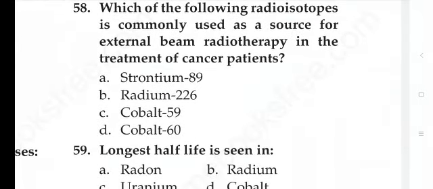Next, which of the following radioisotopes is commonly used as a source for external beam radiotherapy in the treatment of cancer patients? Options are option A strontium 89, option B radium 226, option C cobalt 59, and option D cobalt 60. So the answer of this question is option D, that is cobalt 60.